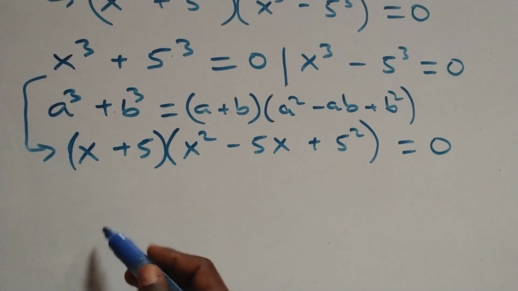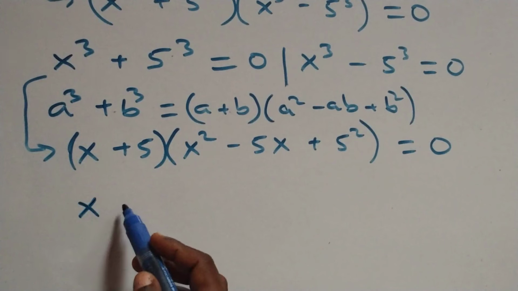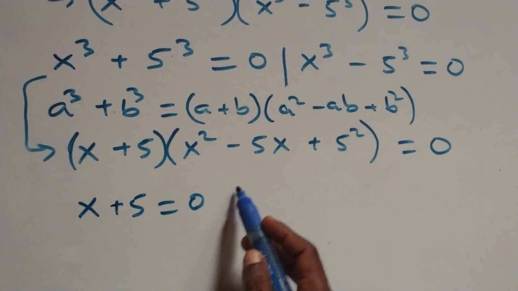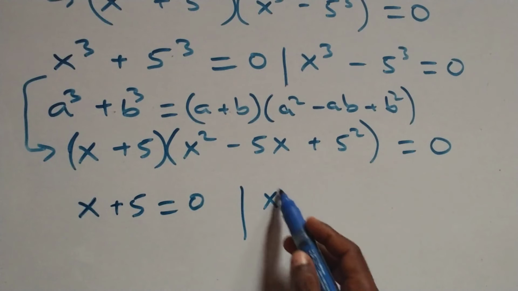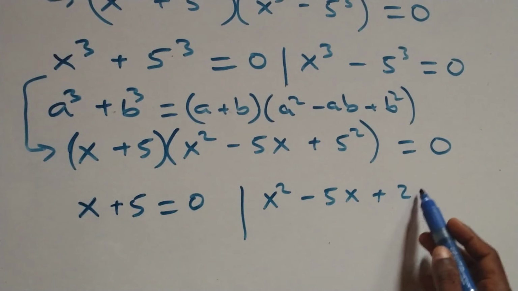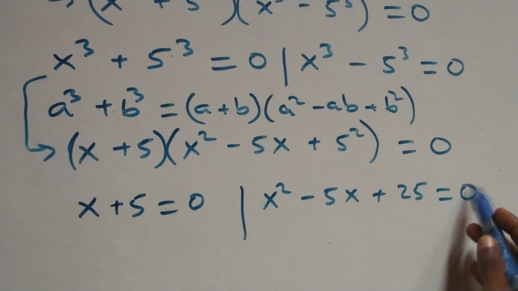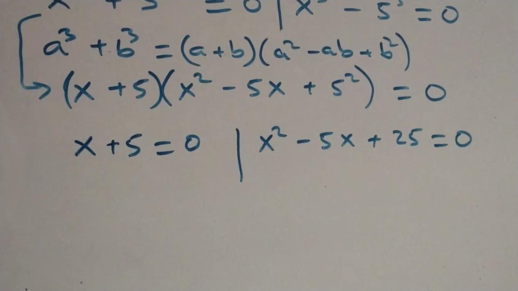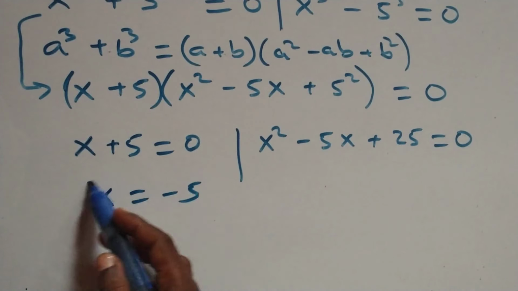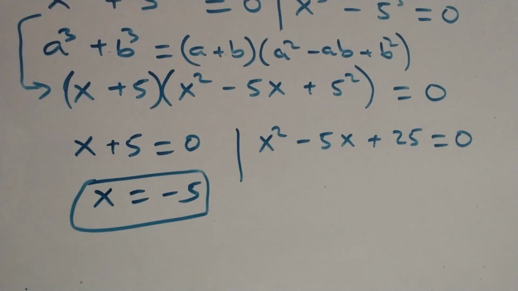Also, here we have two possible cases. First one, we have x plus 5 equals 0, or we have x square minus 5x plus 5 square, which is 25, equals 0 here. Solving on this side, we have x equals minus 5. Here, this is a real solution.